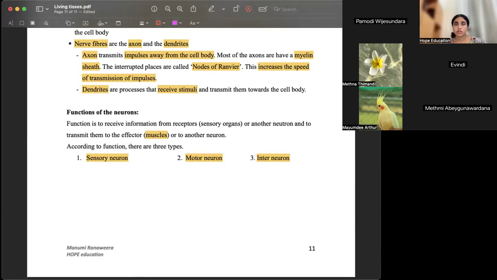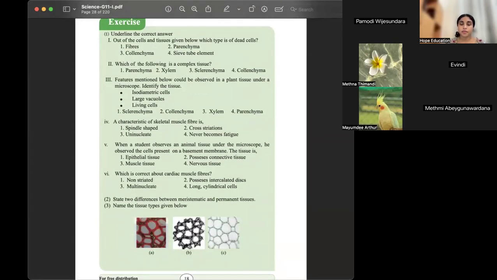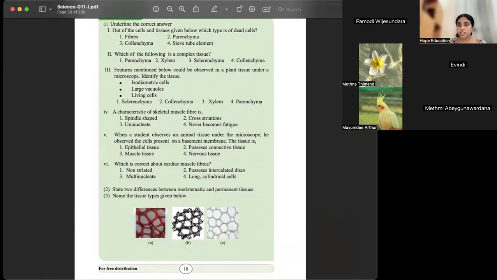One second. Okay. So children, we will try the exercise from the textbook. Go to page 18 of the textbook.